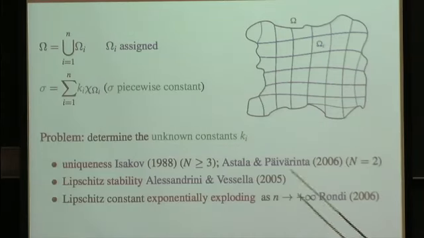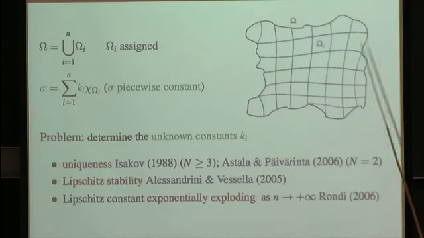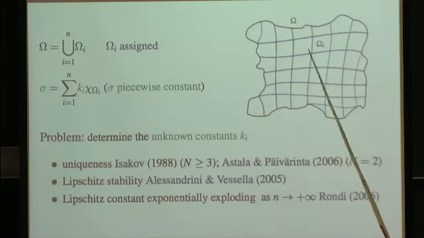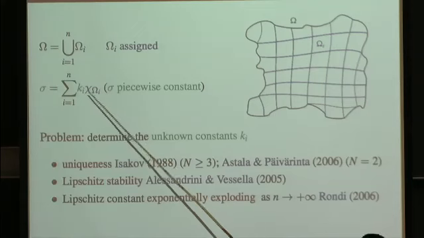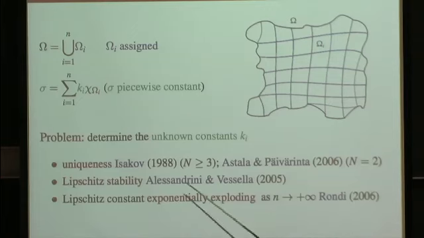So you have a domain discretization: you subdivide your domain Omega into given subdomains, and you assume that your conductivity is constant on each of these, so it is piecewise constant, and what is to be determined are these unknown constants k_i. So okay, the uniqueness results are due to Isakov for any dimension, and then this of course fits into the Astala-Päivärinta general results for n equal 2. We have very nice results by Alessandrini and Vessella saying that this problem is Lipschitz stable.